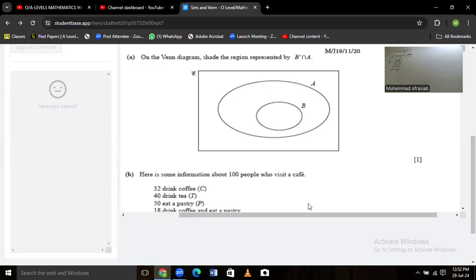Here is some information about 100 people who visited a cafe. 32 drink coffee, so N of C is equal to 32. 40 drink tea, so N of T is equal to 40. 50 eat a pastry, which is represented by P.